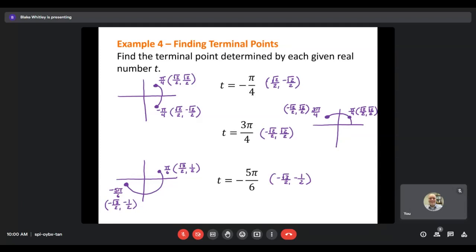But again, in general, sketch the t value that's given, then figure out what's the t value from the first quadrant that would align with that point, figure out the ordered pair at your t value in the first quadrant, and then adjust your signs based off the quadrant that you're in.